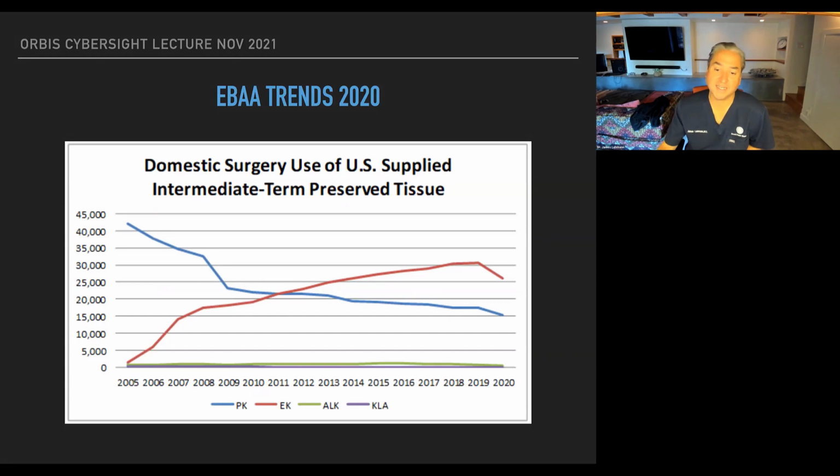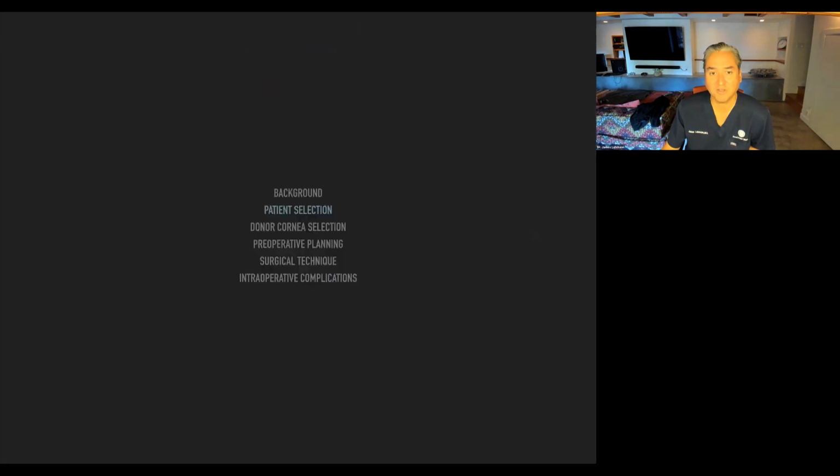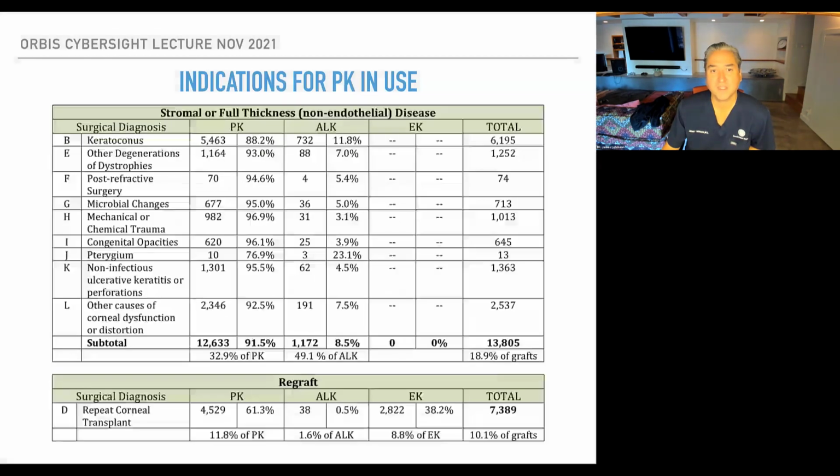Okay, so in the United States, this is a little trend over the last 20 years of transplants. Basically, 50,000 transplants are done a year. And in 2011 is when more EKs were done than PKs. So now PKs are leveling out around 17,000 a year. Of course, there was a dip last year because of COVID. In the United States, the 2 main reasons to do a PK are keratoconus and a repeat corneal transplant.